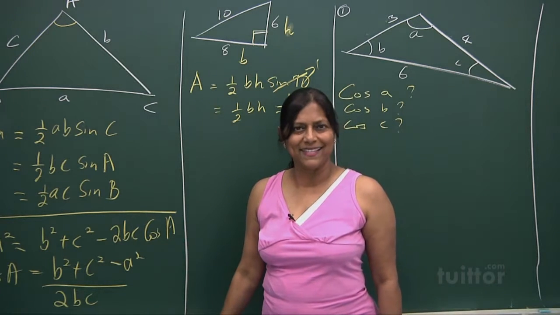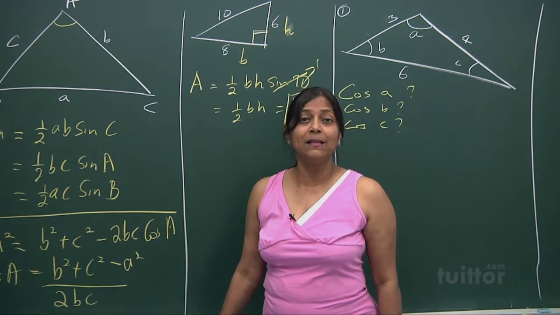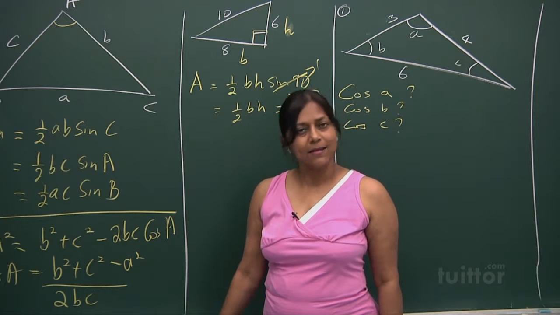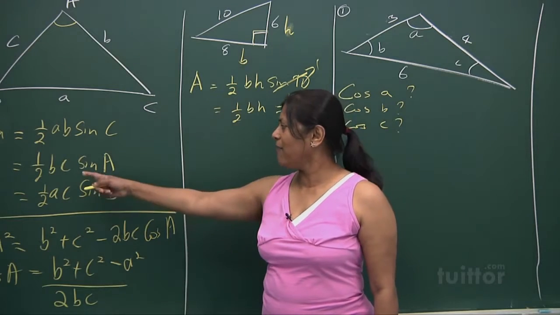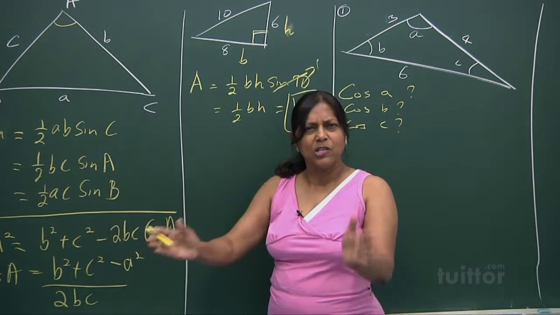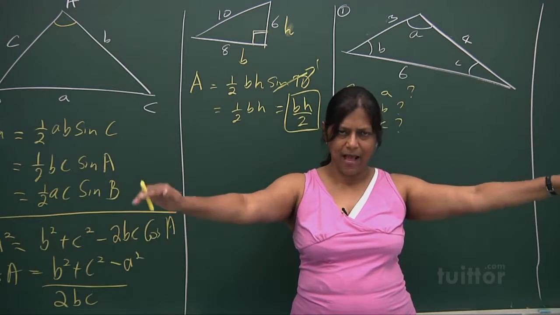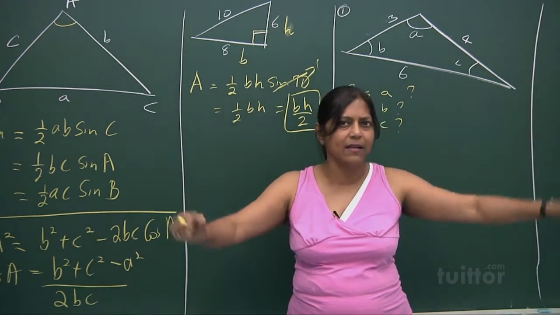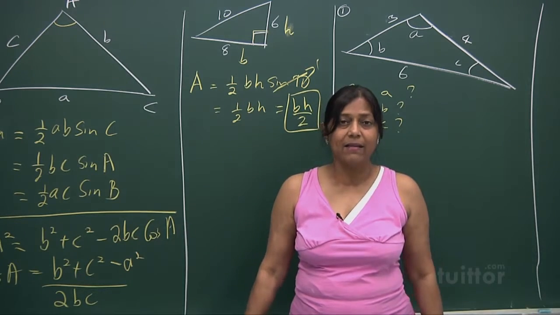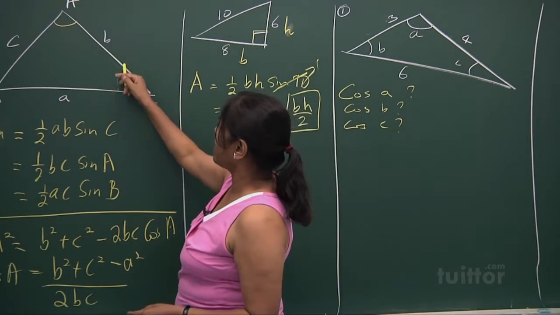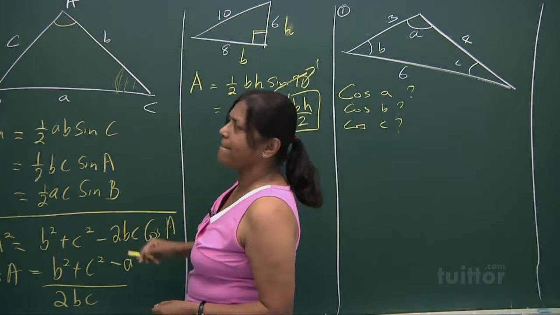They're all connected. So remember, area of a triangle is half ab sine C, or half bc sine A. Just remember, you multiply this length times this length, half of it, and then the sine of this angle. The included sides and the included angle between them.